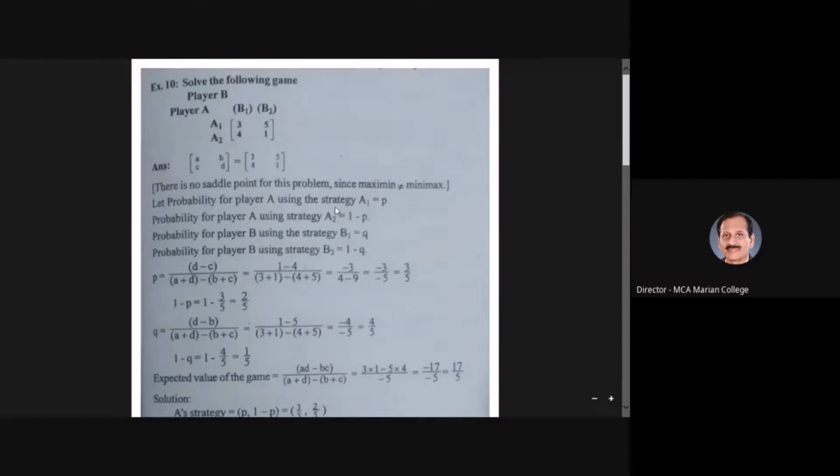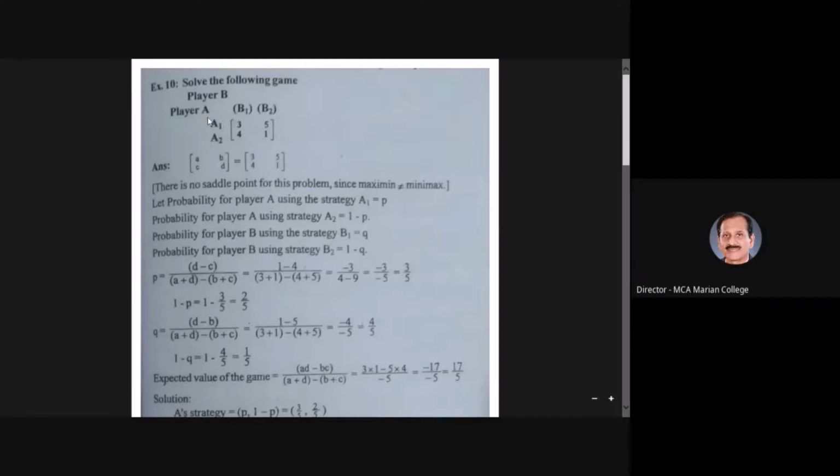Probability for A using the strategy A1, let it be P. Probability of player B using the strategy B1 equal to Q. So we will assume that the probability of A using strategy A1 is P and the probability of player B using strategy B1 is Q. So the rest of the probability you can find out. Probability of player A using strategy A2 is 1 minus P because the total probability is 1.